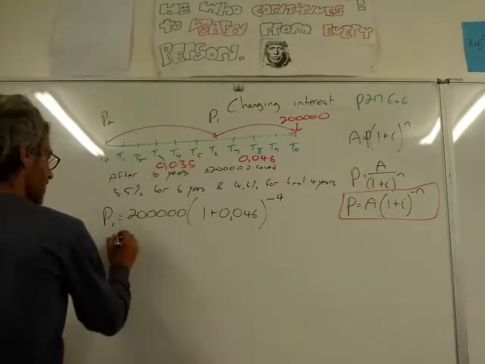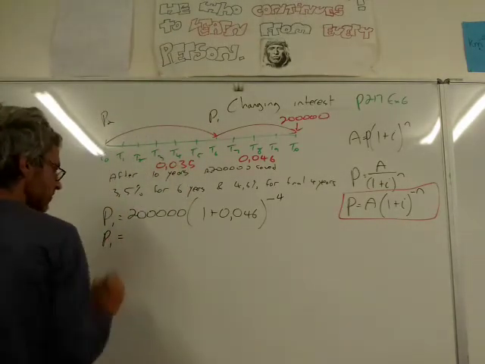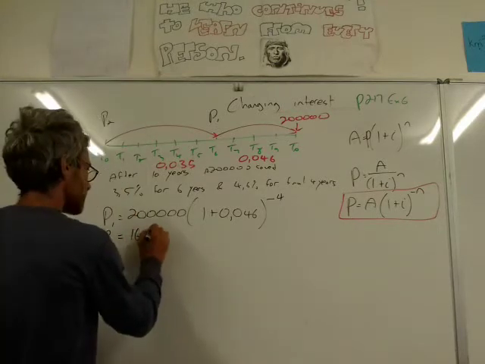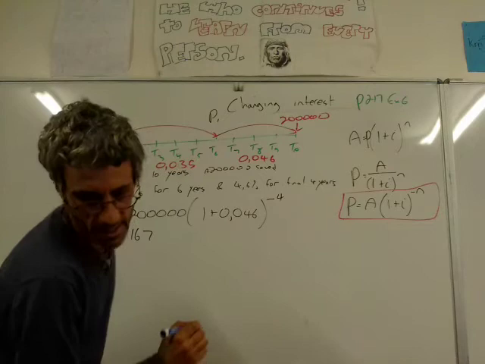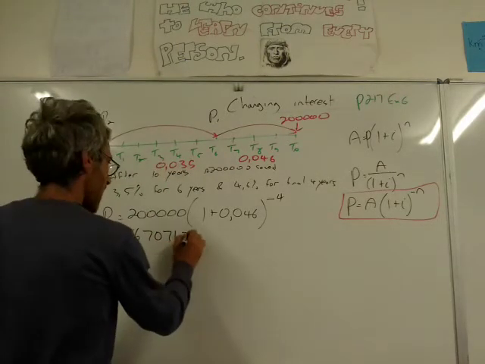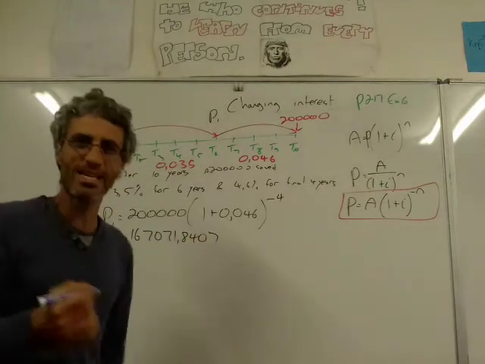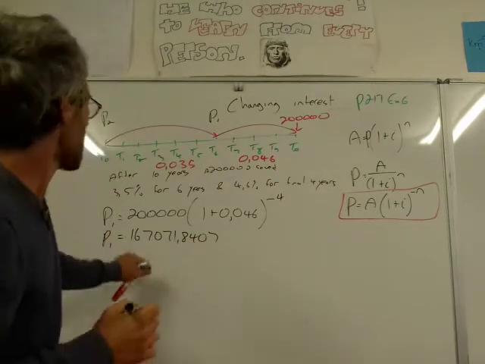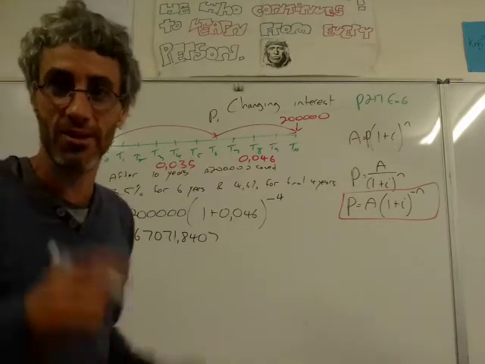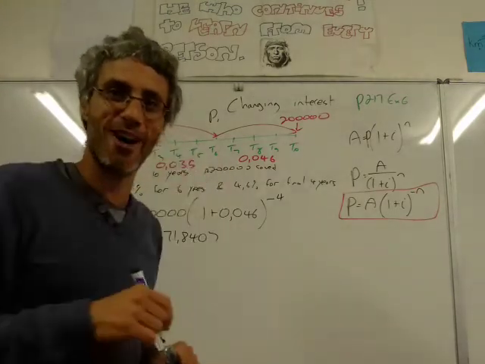Let me just see I got it right. Great. And again, I'm cheating. I'm not going to write it, just use the book's number. And he gets 167,071.8407. You see how messy it is to work in this method. If I insist on finding P1, I've got 4 decimal places to make sure I don't get error in the final answer.